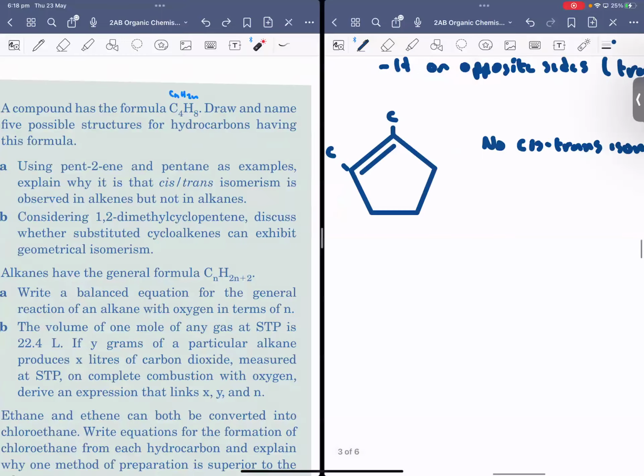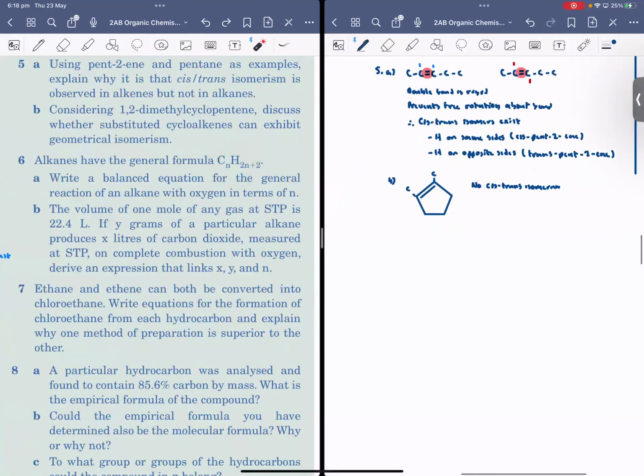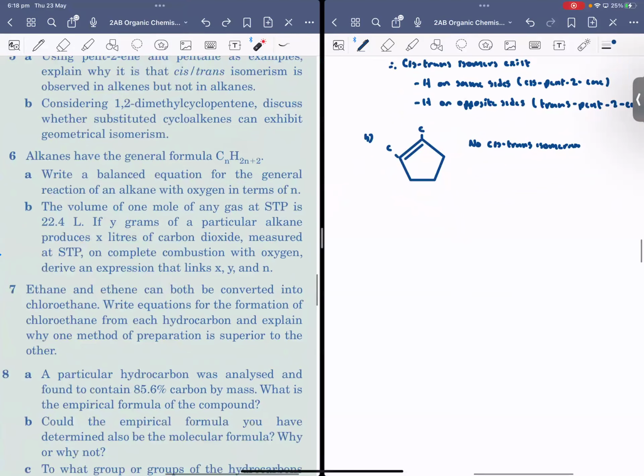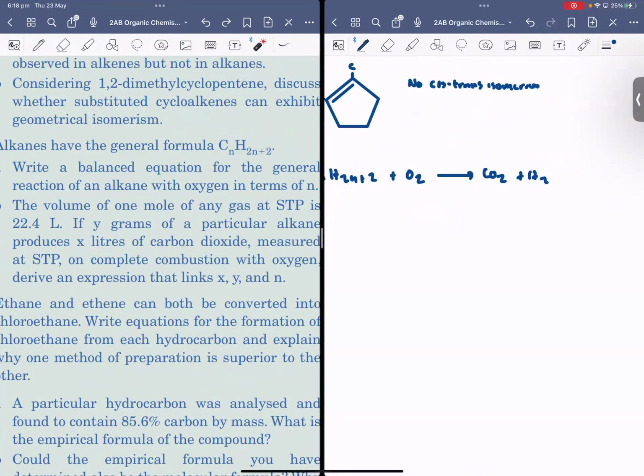All right, next one. Alkanes have the general formula CnH2n+2. Write a reaction for an alkane with oxygen in terms of n. Okay, CnH2n+2. So guys, assuming it's excess oxygen, what are we going to make? Carbon dioxide plus water. What's the difference between excess and limited? What if you have limited oxygen? You make carbon monoxide. Okay, if you have limited oxygen, carbon monoxide, excess oxygen, carbon dioxide. If it doesn't say, then you assume excess.